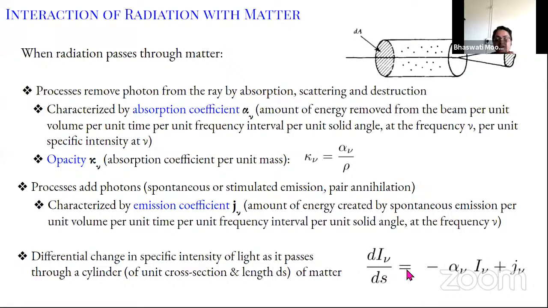ds is the distance traveled, and first of all, this is the effect of the absorption. So this is minus alpha nu I nu. This is reducing the number of photons, or reducing the intensity of radiation. And since this is per unit, when I defined alpha nu, it is per unit specific intensity. So you see that alpha nu times I nu is the total amount of energy which is removed. And plus J nu is the amount of energy which is contributed by this gas to the beam, to the intensity that we are considering.